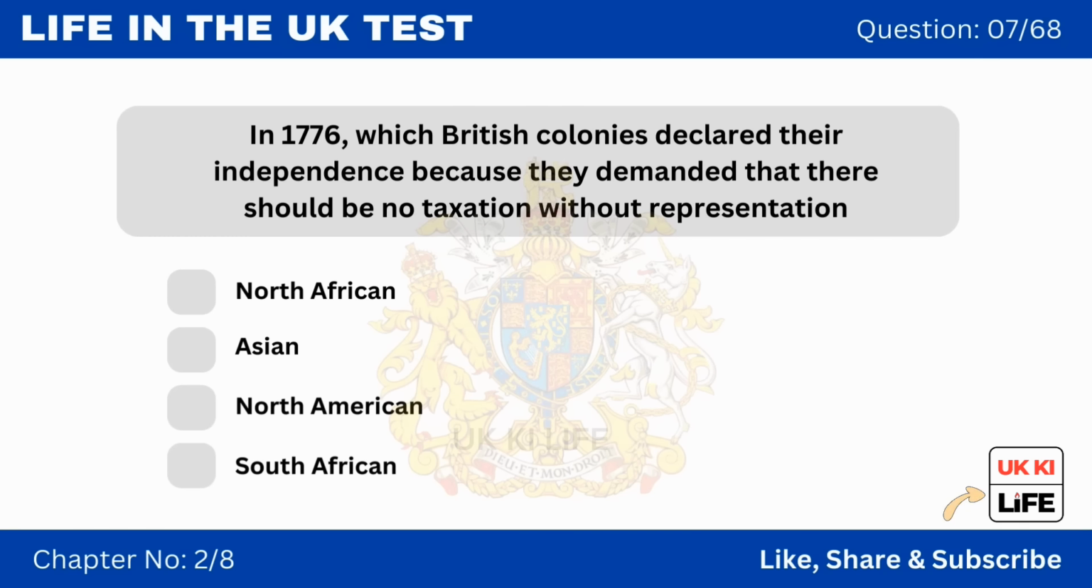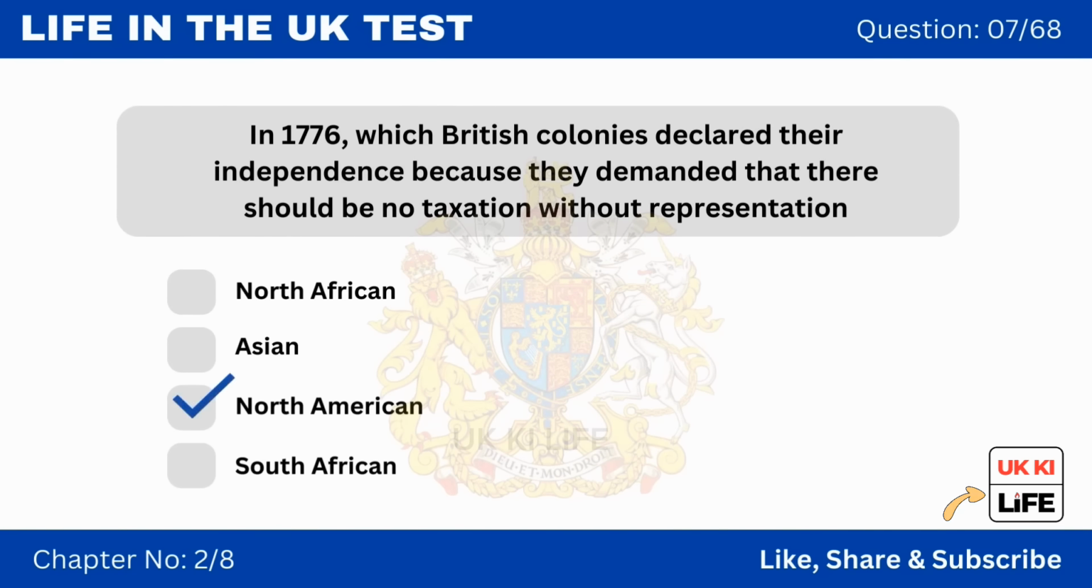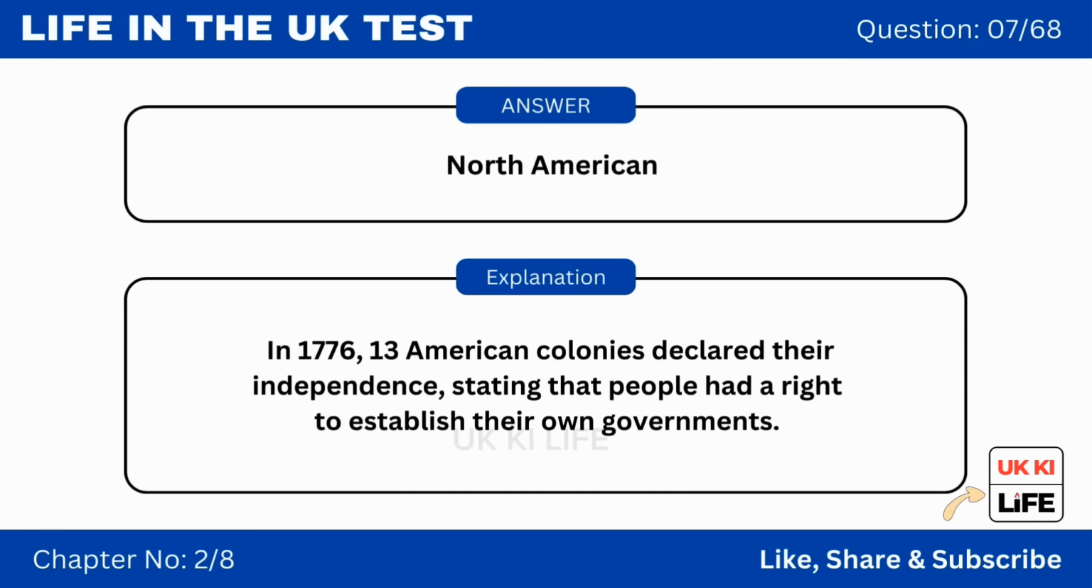Question 7. In 1776, which British colonies declared their independence because they demanded that there should be no taxation without representation? North African, Asian, North American, South African. The correct option is C. Explanation. In 1776, 13 American colonies declared their independence, stating that people had a right to establish their own governments.